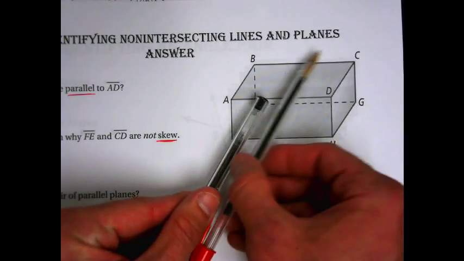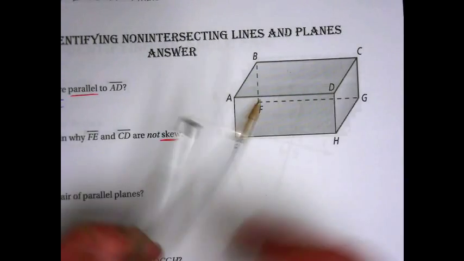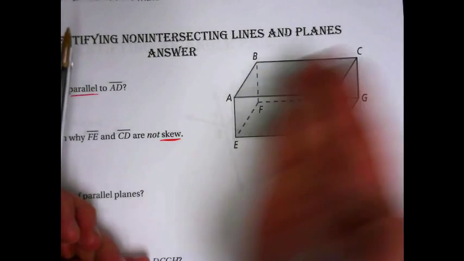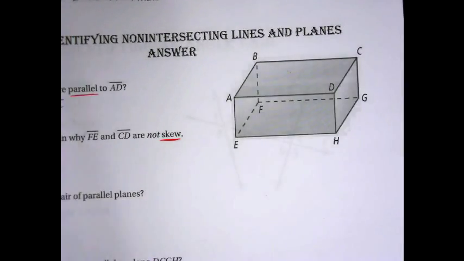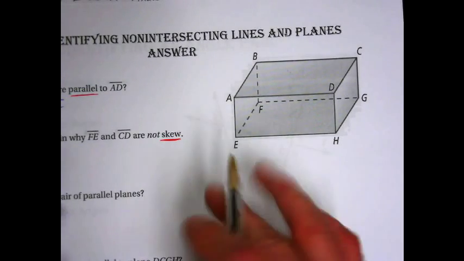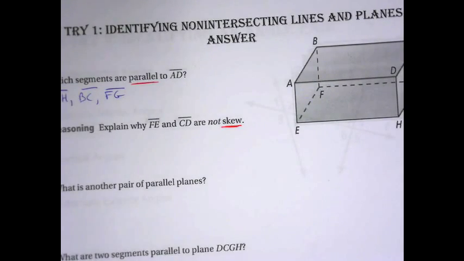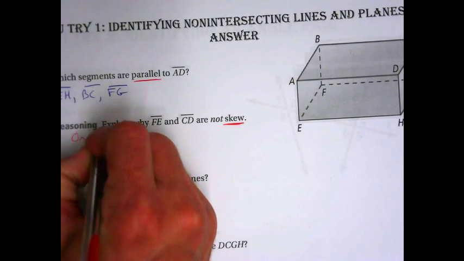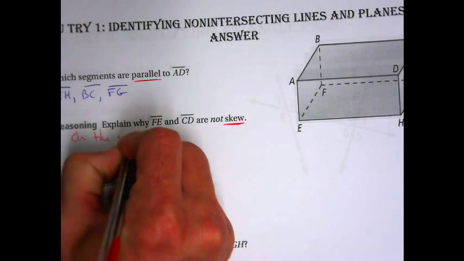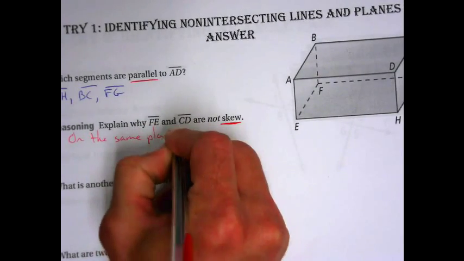So why are they not skew? Because they're on the same plane. There's that invisible plane that's cutting that rectangular prism diagonally. So they're on the same plane, and that is really the explanation. But let's talk about skew.